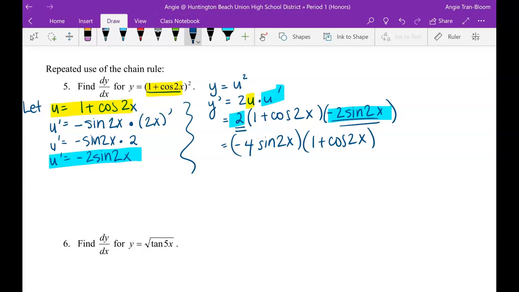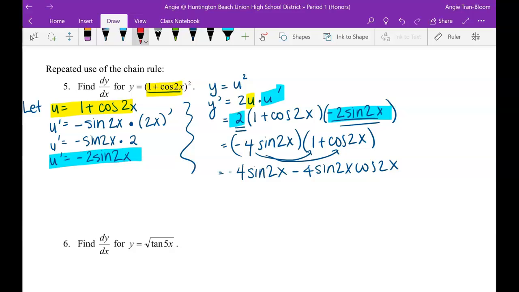Here we go. Negative 4 sine of 2x times 1 is negative 4 sine of 2x. No big deal. Negative 4 times that right there is going to be minus 4 sine 2x cosine of 2x. Okay. So negative 4 sine 2x and cosine 2x, we can't do anything about it right now. So let's leave that as is.